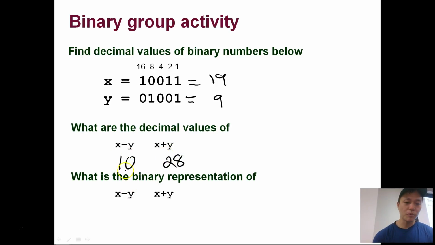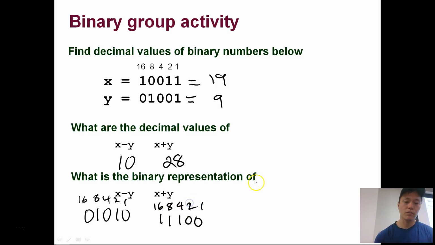All right. Binary representation of x minus y is 0, 1, 0, 1, 0. Yep. So this is your 16 position, your 8 position, your 4 position, your 2, and your 1. So 1, 0, 1, 0 is 8 plus 2, which is 10. X plus y is 1, 1, 1, 0, 0. So this is 16, 8, 4. That gives you 28, and then there's nothing in the 2 or the 1 position. All right.